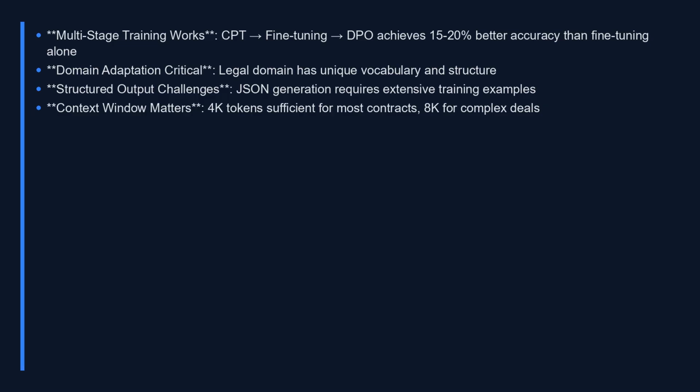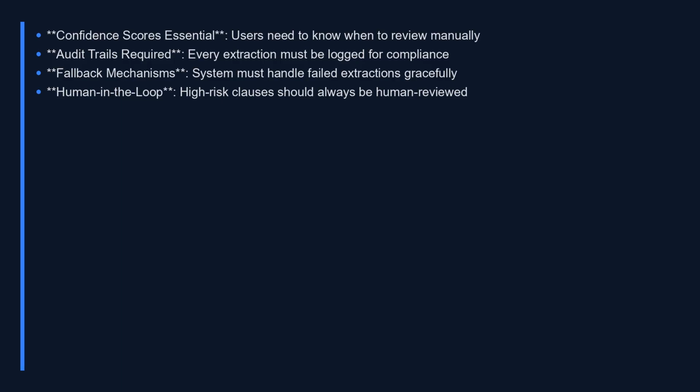And context window sizing is a real engineering decision. 4096 tokens handles most standard contracts, but complex multi-party agreements may need 8,000. Deployment lessons that are easy to skip and painful to learn the hard way.